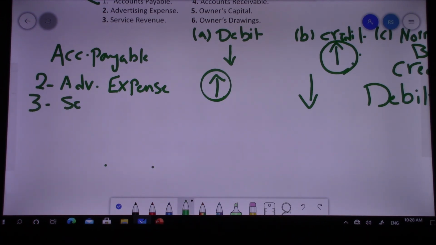Service revenue. Does service revenue increase in the credit or the debit? Service revenue is the opposite of expenses. So it decreases in the debit side and increases in the credit side. The normal balance is the increase side, the credit.